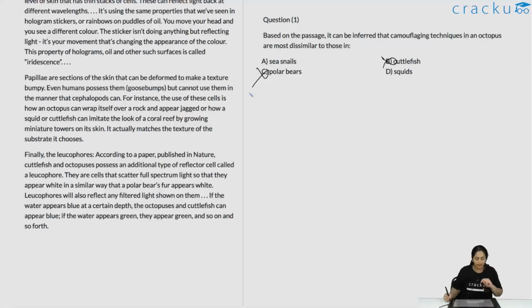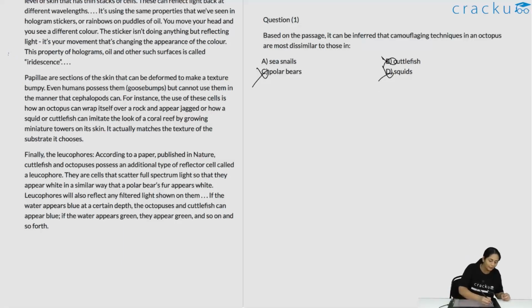Squids are mentioned in the passage about papillae. Squids basically grow miniature towers on their skin. So even squids use the papillae technique to mask themselves, to camouflage themselves. So even they are compared to squids.